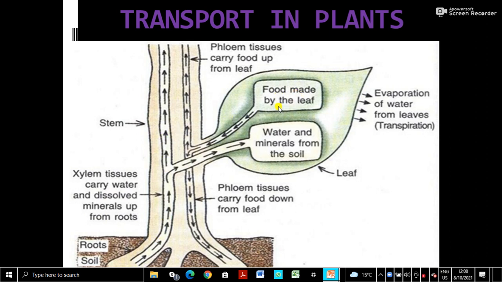Similarly, food is made by the leaves and this has to move downwards till the roots, and upward. So xylem transport is unidirectional, upward transport only, because water comes from the soil, and the root is in the lower part, so it is always upward transport, so it is called unidirectional. Whereas phloem transport is bidirectional. The food is transported upwards as well as downwards to the roots. So phloem transport is bidirectional, remember.